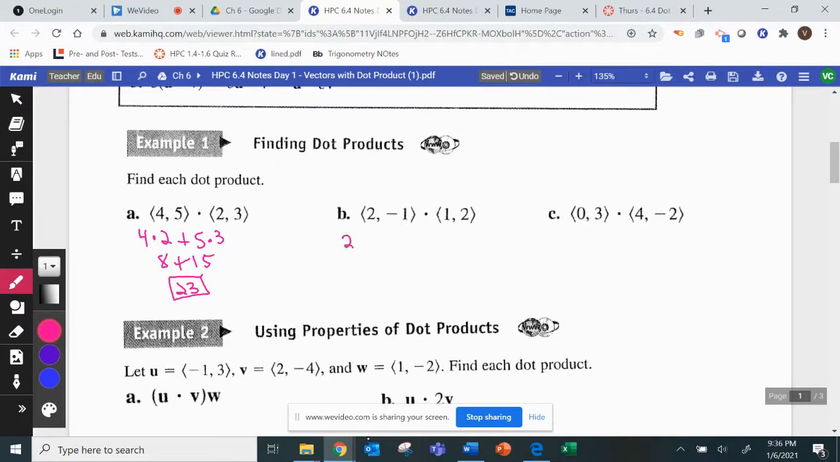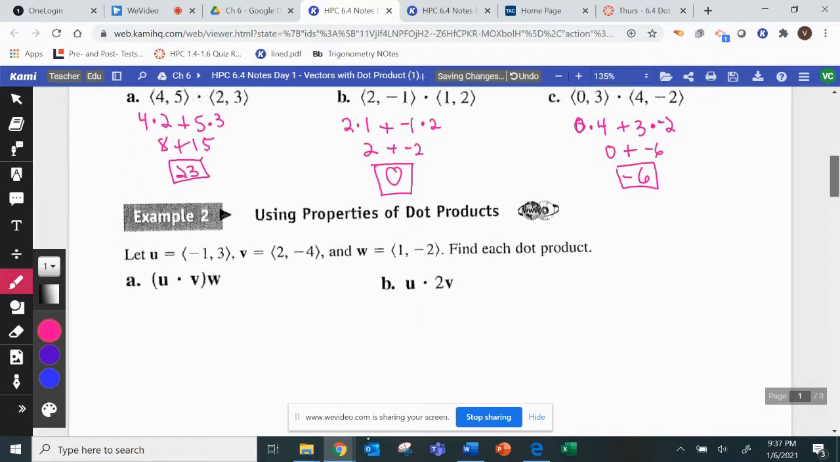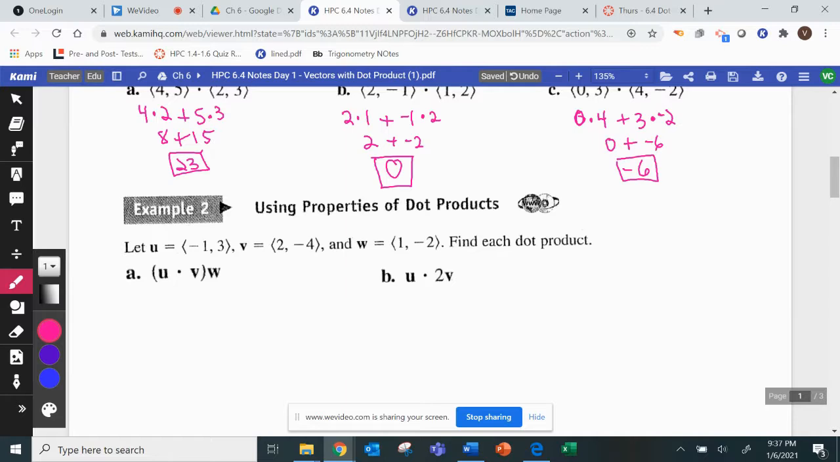So we've got 2 times 1 plus -1 times 2. So I've got 2 plus -2, which is 0. And then with this dot product, 0 times 4 plus 3 times -2. So you get 0 plus -6, which is -6. And all of those ended up as one number.